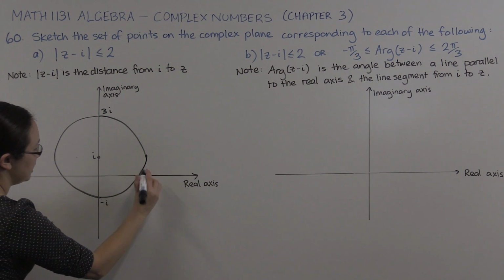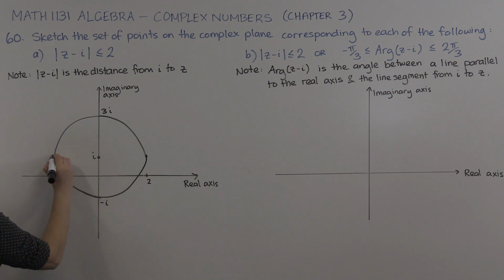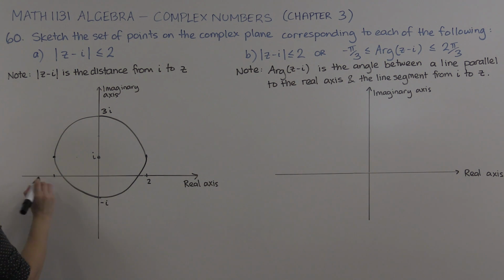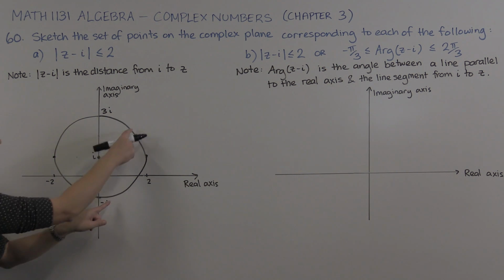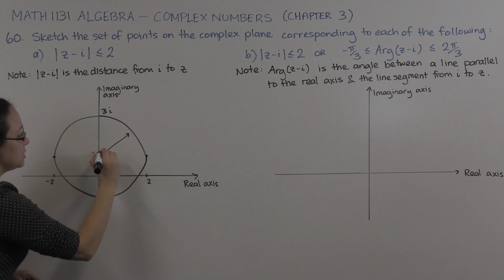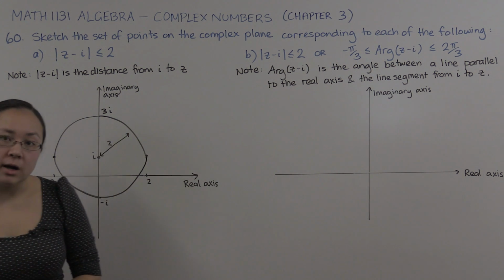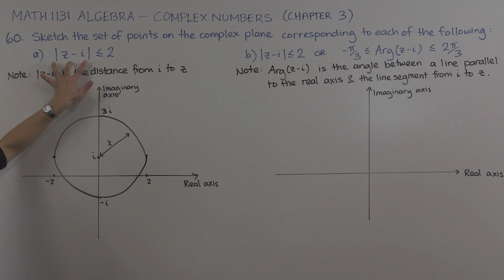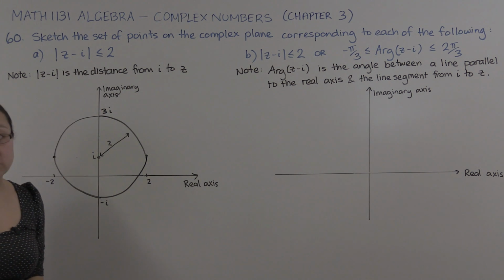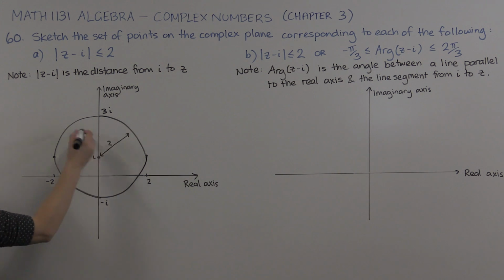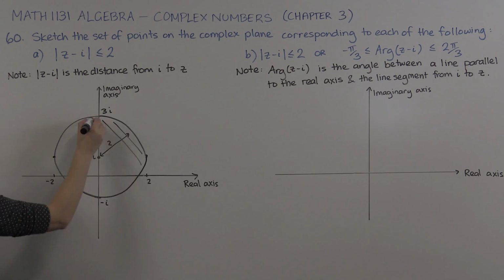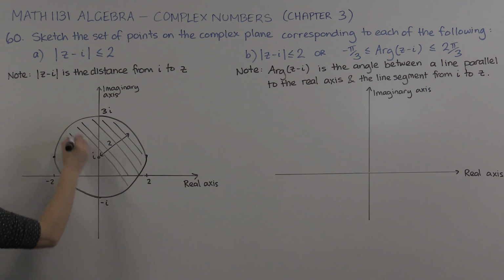This last point out here would be 2 along. These aren't the intercepts, it's just this edge point where the tangent is vertical. So all these points in the complex plane are a distance of 2 from the point i. Now we want all the points in the complex plane where the distance is less than or equal to 2. So we actually want the closed region inside this circle. This is what we'd call a disk.